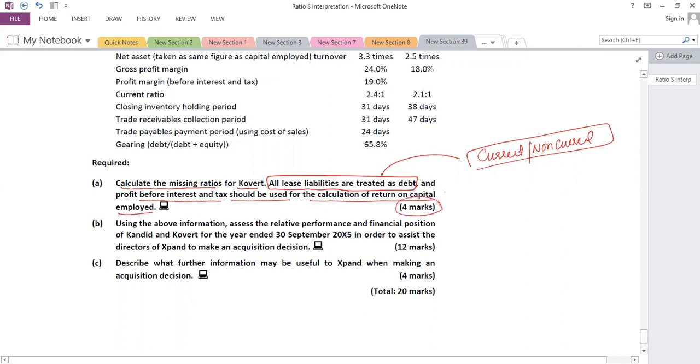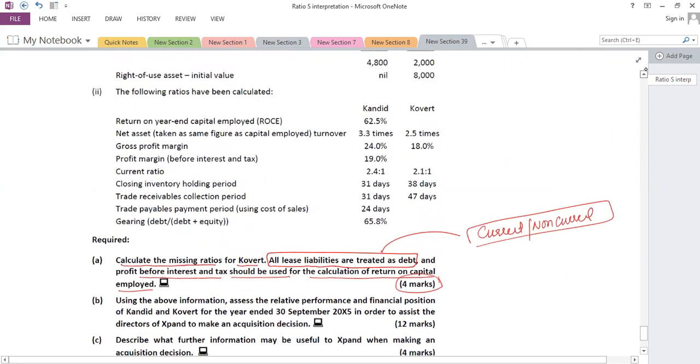The marks are just 4 marks, and the missing ratios have been given. We have to calculate return on capital employed, profit margin, payables, and gearing ratios. 4 easy marks, 4 ratios, 4 easy marks.